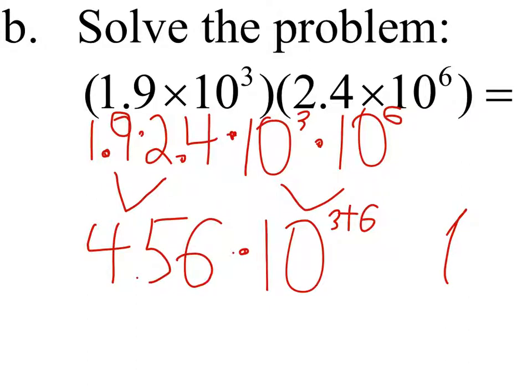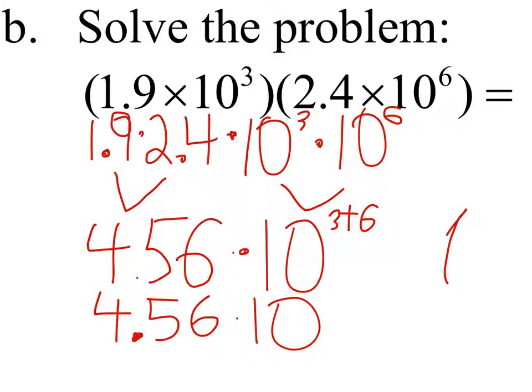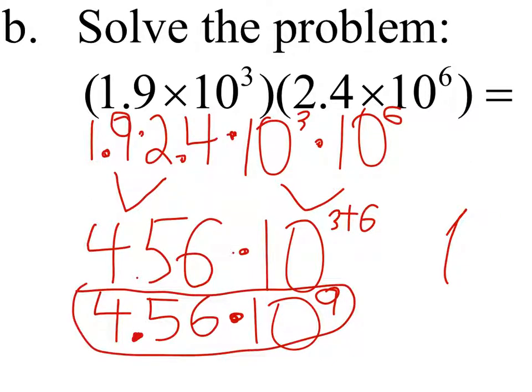And then cut down, and it's 4.56, because you don't have to move any decimals, times 10 to the power of 9. Oh, this is easy. That is correct.